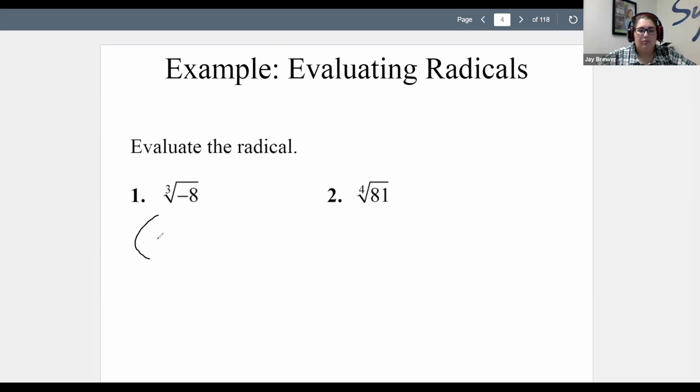Okay, so we can prove it to ourselves by saying, well, let's try -2. -2 cubed is -2 times -2 times -2. Well, negative times a negative is a positive. Positive times a negative is a negative. 2, 4, 8. So -8. So it checks. So your answer here is -2.